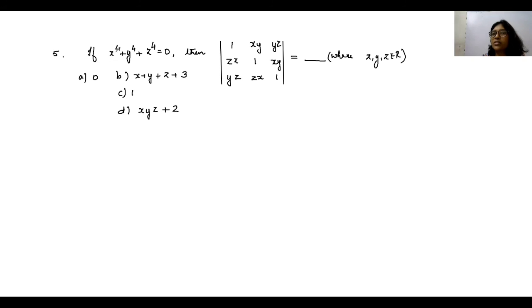Then because we have x raised to 4 plus y raised to 4 plus z raised to 4 is 0, that means that each and every term should be 0. Only then will the sum of their positive, even exponent, raised to 4 be 0. That's why we are going to take x as 0, y as 0, z as 0 in this determinant. On putting x, y, z as 0 and expanding, we have 1.